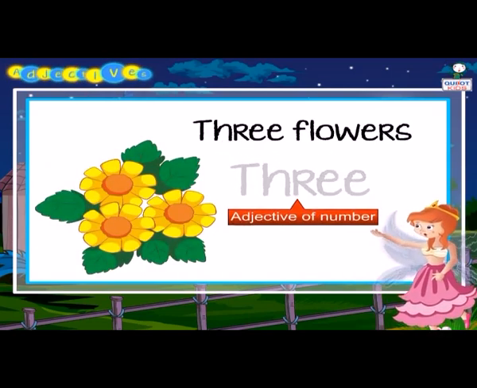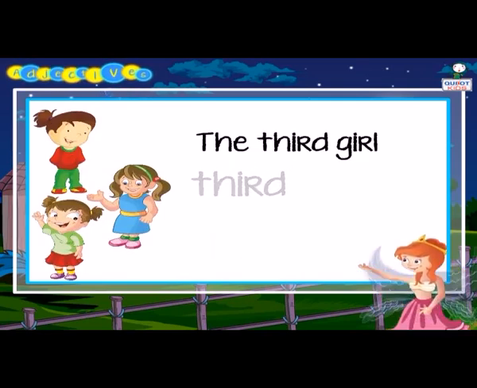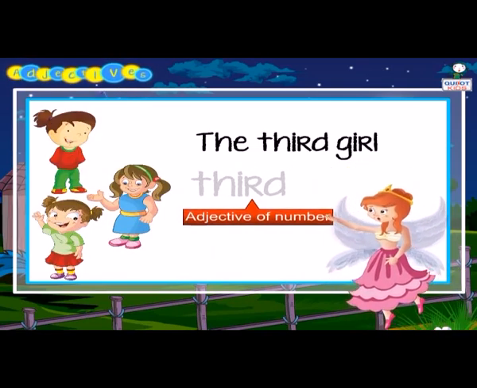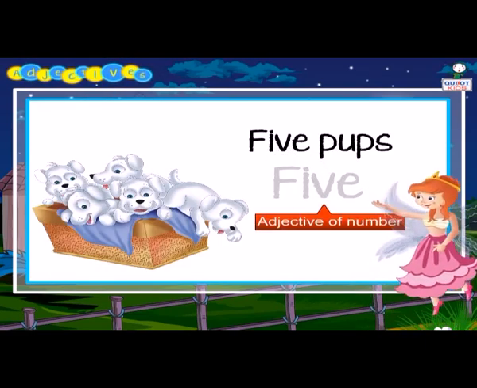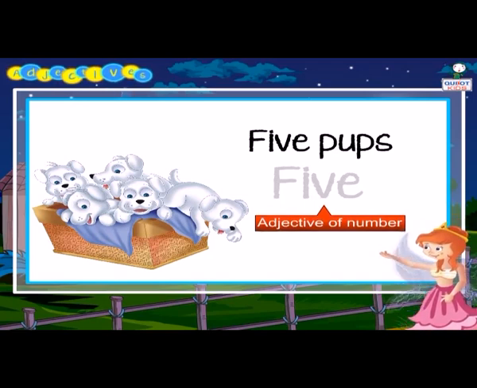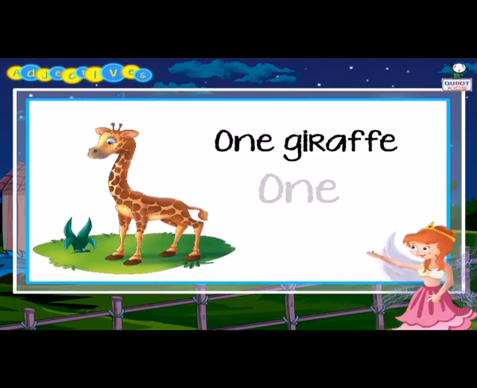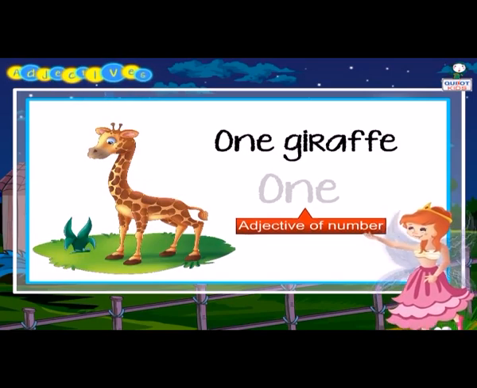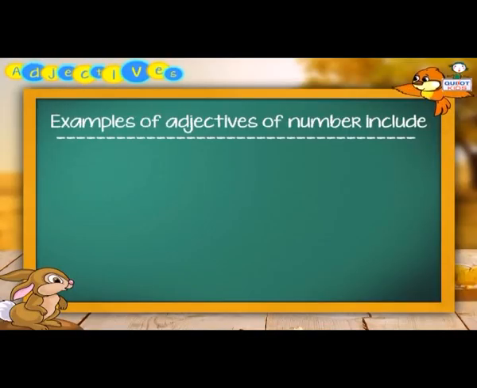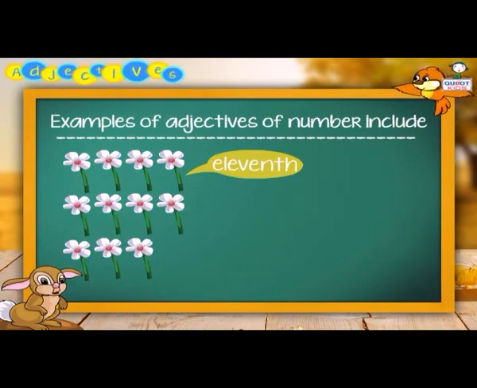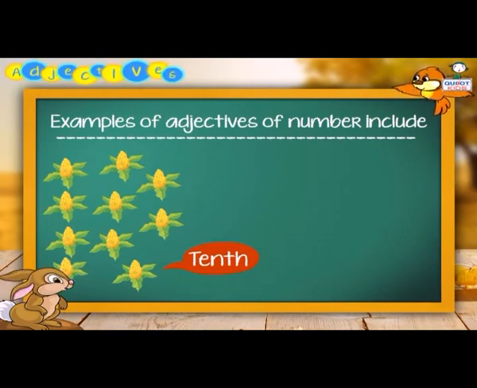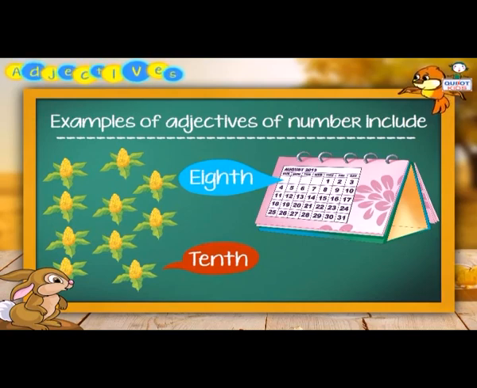Three is adjective of number. The third girl. Third is adjective of number. Five pups. Five is adjective of number. One giraffe. One is adjective of number. Examples of adjectives of number include 1, 3rd, 11th, 5, 10th, 8th, and the likes.